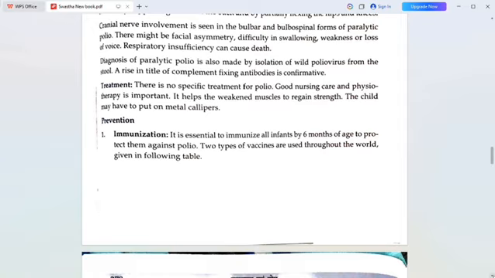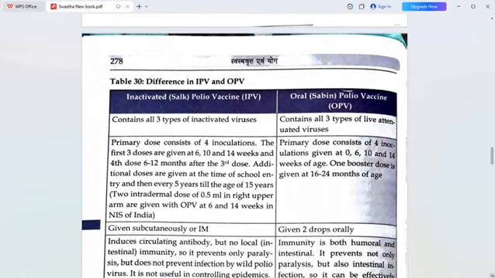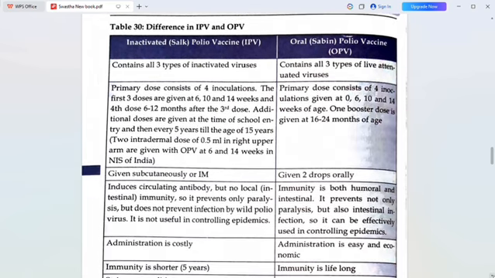Two types of vaccines are available worldwide: Salk and Sabin. Inactivated Salk polio vaccine is known as Salk, and oral polio vaccine is known as Sabin. Salk contains all three types of inactivated viruses. Primary dose consists of 4 inoculations. The first three doses are given at 6, 10, and 14 weeks, and the fourth dose 6 to 12 months after the third dose. Additional doses are given at the time of school entry and then every 5 years till the age of 15 years.